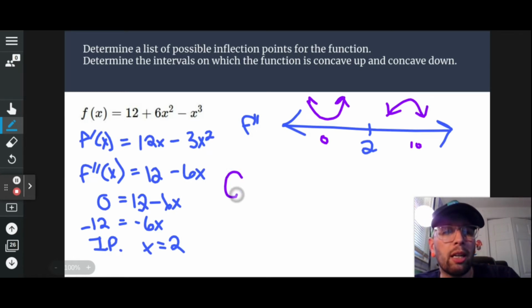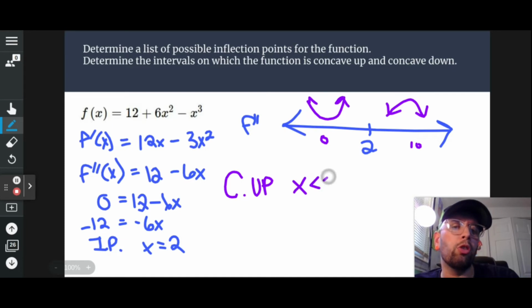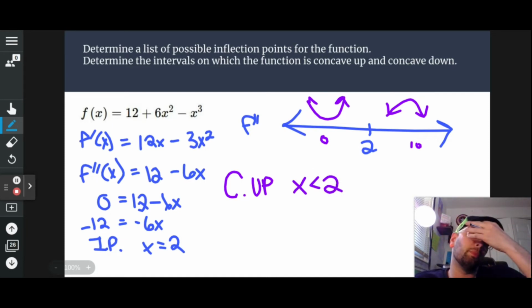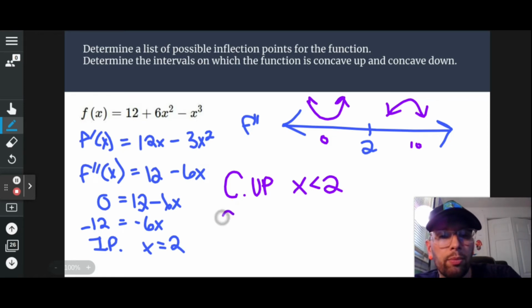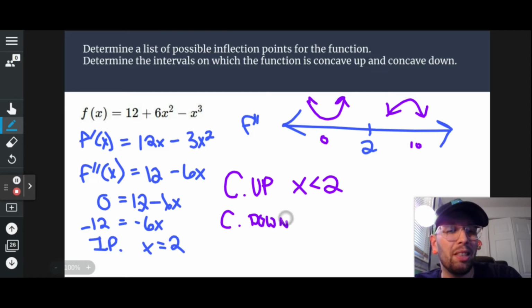So we could say concave up for everything up to 2. So x is less than 2 is concave up. And concave down is everything after 2.